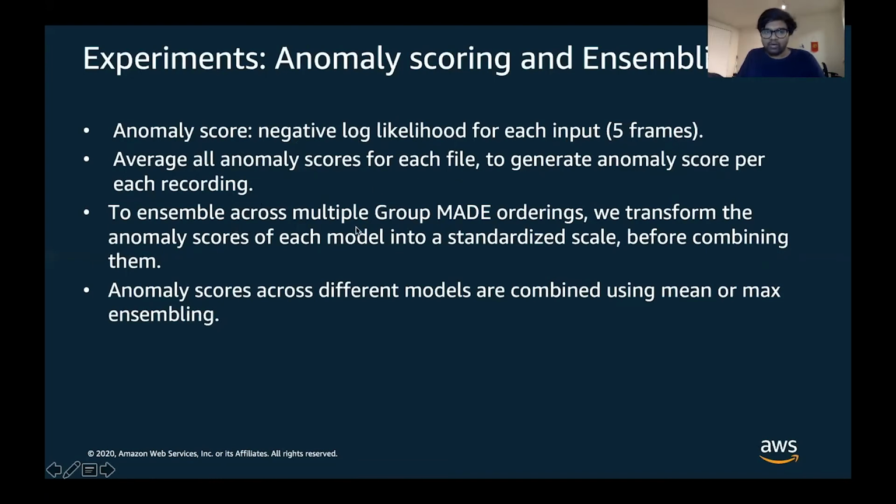To ensemble across multiple GroupMADE orderings, the 3 types of ordering that I just mentioned, we basically transform all the anomaly scores into a standardized scale, and we do either mean or max ensembling. I'll show you results using both mean and max ensembling.